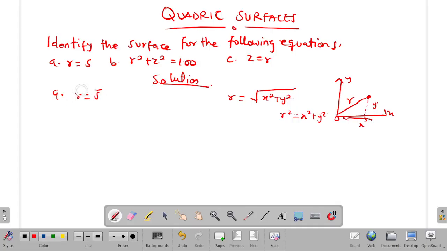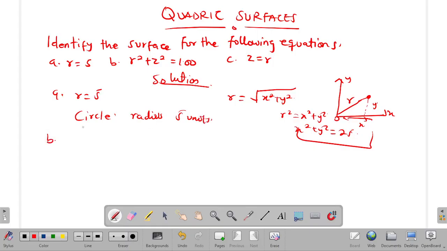So to interpret this, since you can clearly see it is in the two-dimensional space, that is x and y, this is a circle. So the equation is simply x squared plus y squared equals 25. It's simply a circle with radius 5 units about the center.